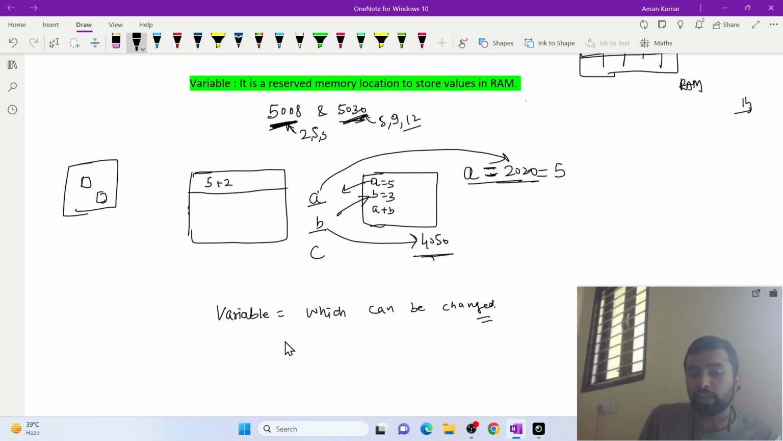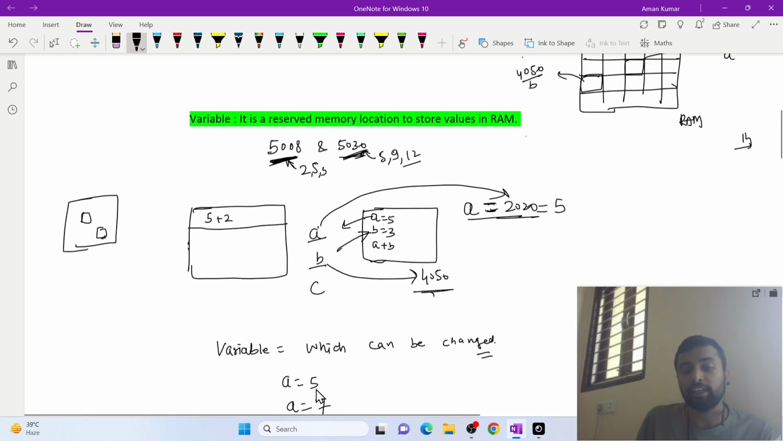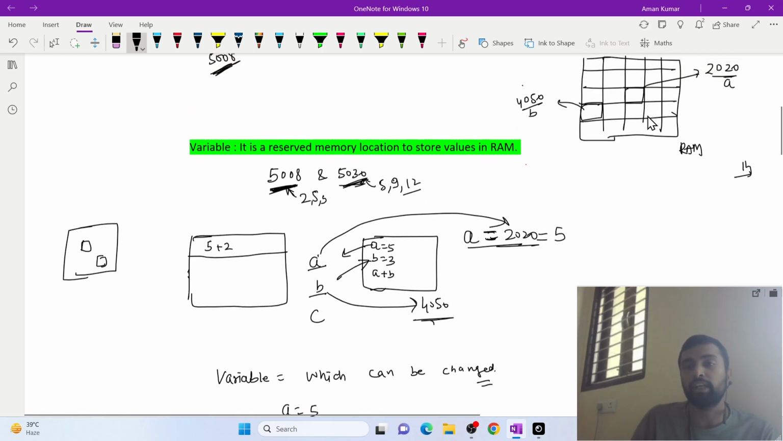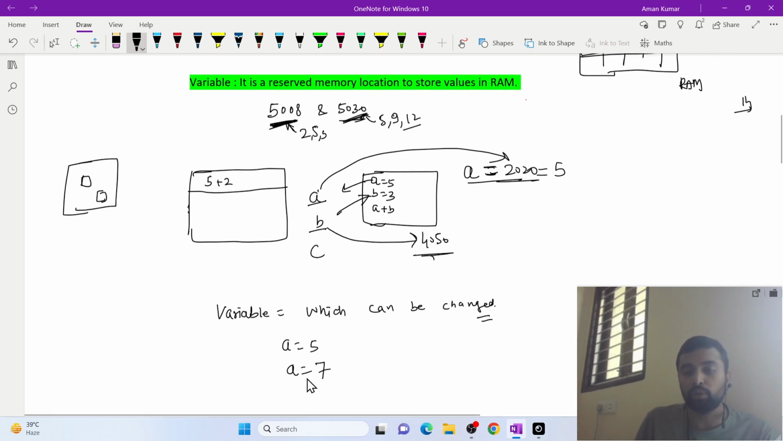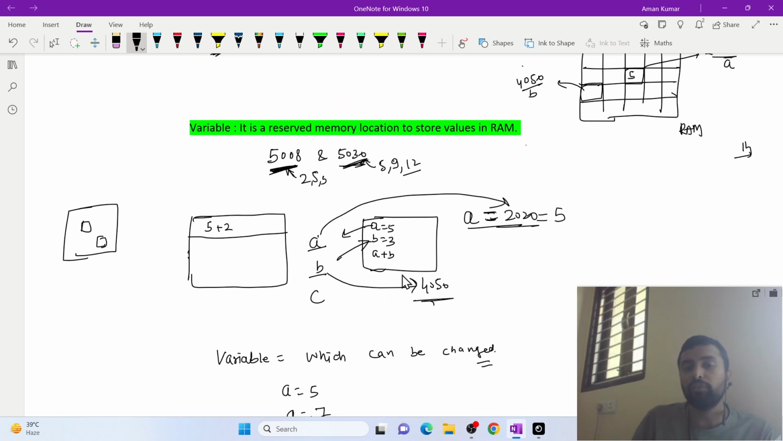That is the meaning of variable. So whenever you write A equal to 5, and let's say you want to change the value of this memory address or memory location, then you can directly use A equal to 7. What will happen then? When you write A equal to 5, it is stored here as 5, and then again when you write A equal to 7, this will delete or override 5 with 7.